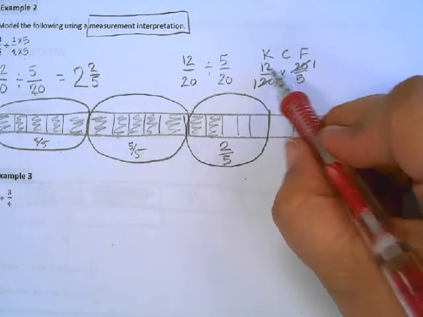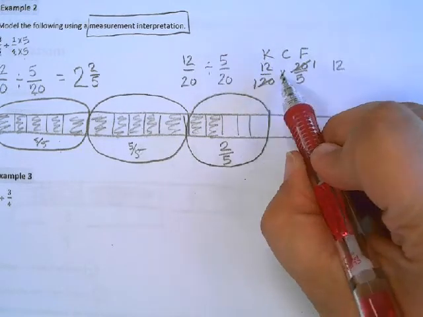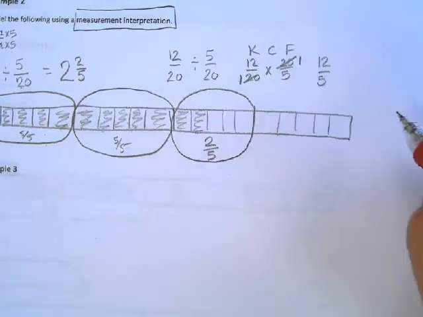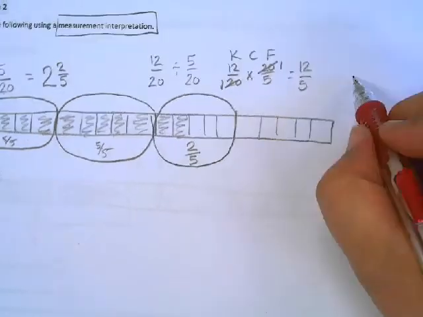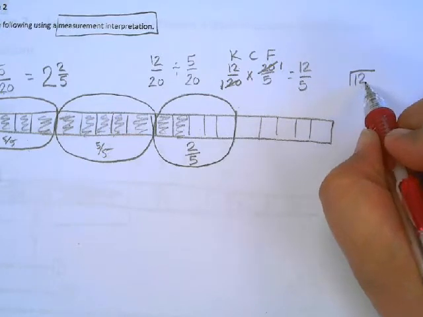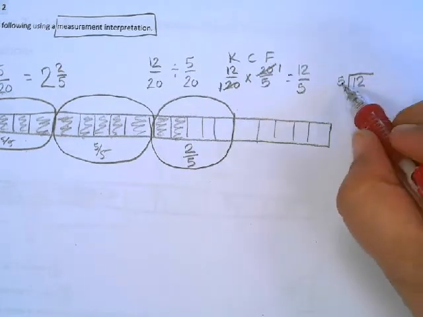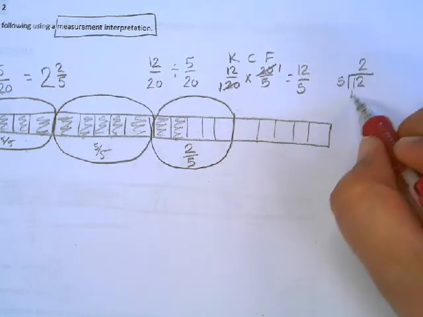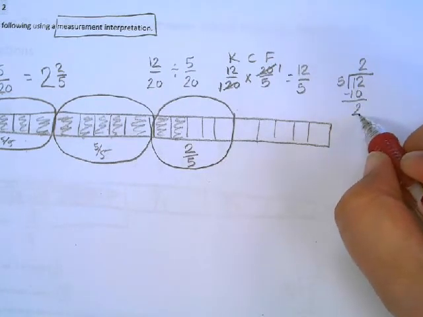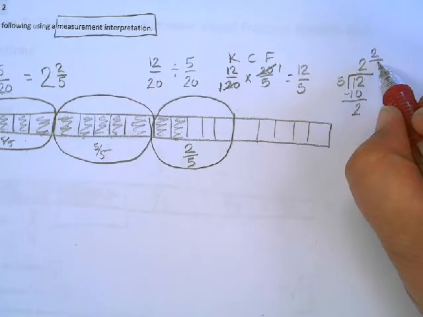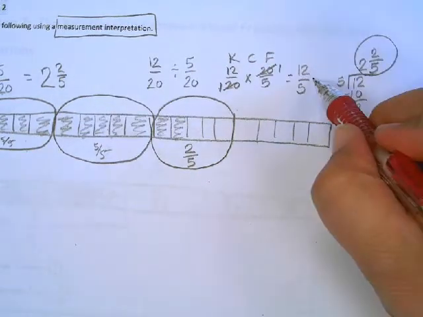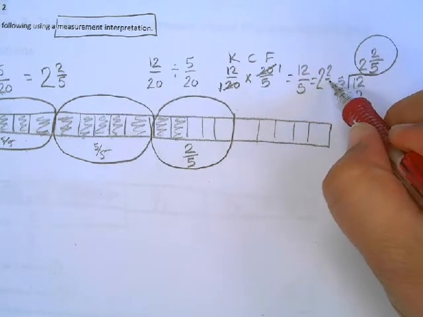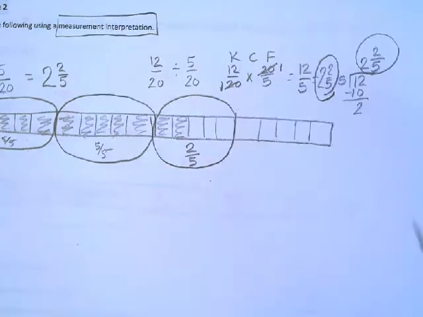So 12 times 1 is 12. 1 times 5 is 5. And now I have the improper fraction of 12/5. So I can divide 12 by the number 5. How many 5s are in 12? There are 2, and that gives me 10 with 2 left over. So I put my remainder over my denominator. So again, I still have 2 and 2/5 as my answer.